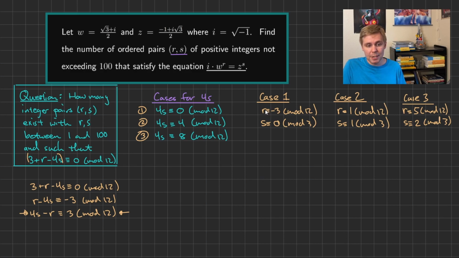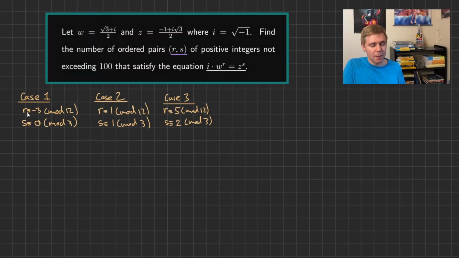All I have to do is count the possible pairs that exist in this case, the possible pairs in this case, and the possible pairs in this case. Let's do that now. Okay, let's start with case 1. How many values of r between 1 and 100 are congruent to negative 3 mod 12?